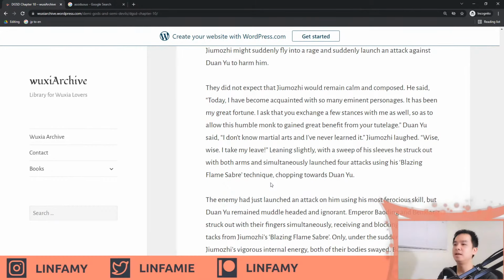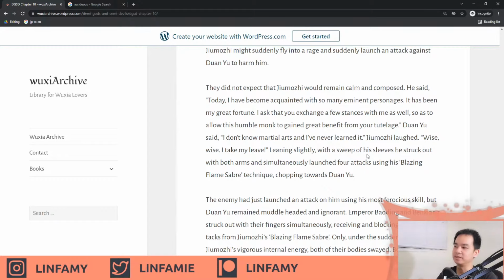They did not expect that Jiumotsu would remain calm and composed. He said, "Today I have become acquainted with so many eminent personages. It has been my great fortune. I ask that you exchange a few stances with me as well, so as to allow this humble monk to gain great benefit from your tutelage." Duan Yu said, "I don't know martial arts, and I've never learned it." Jimotsu laughed. "Wise, wise, I take my leave."